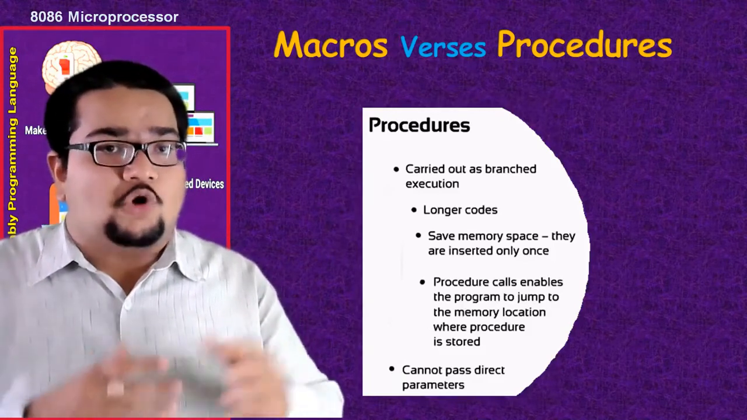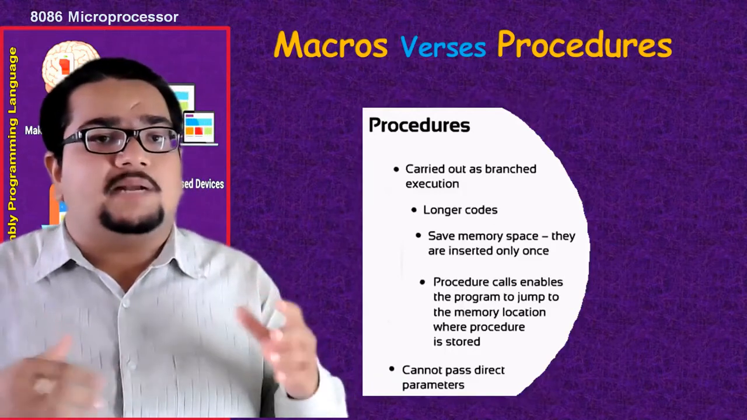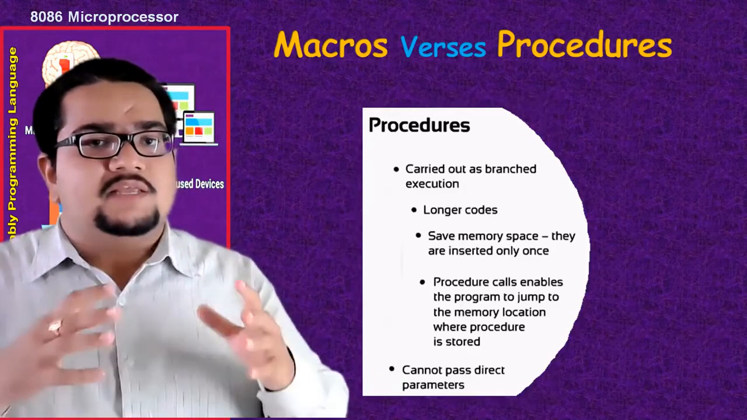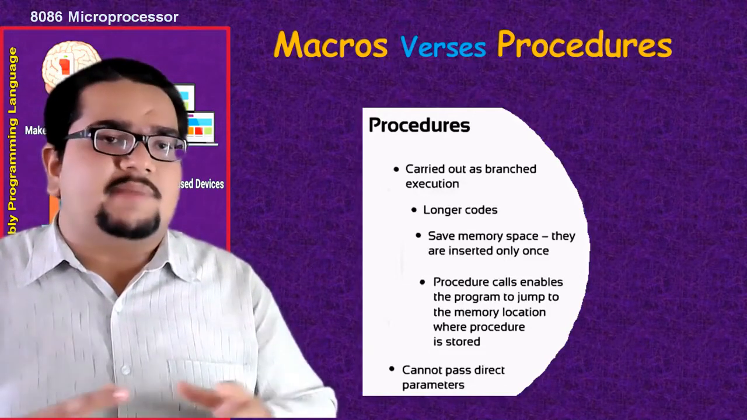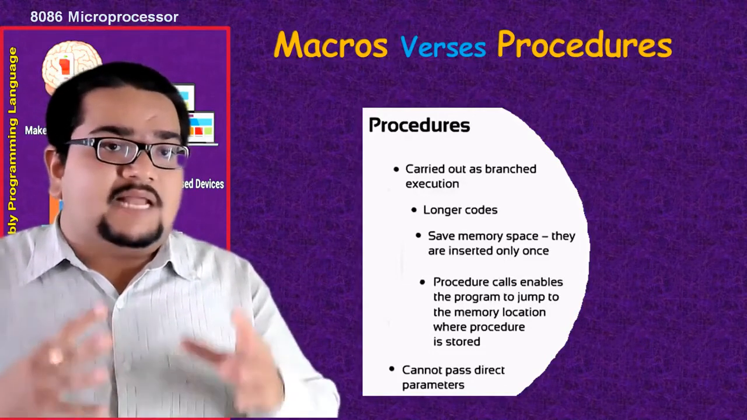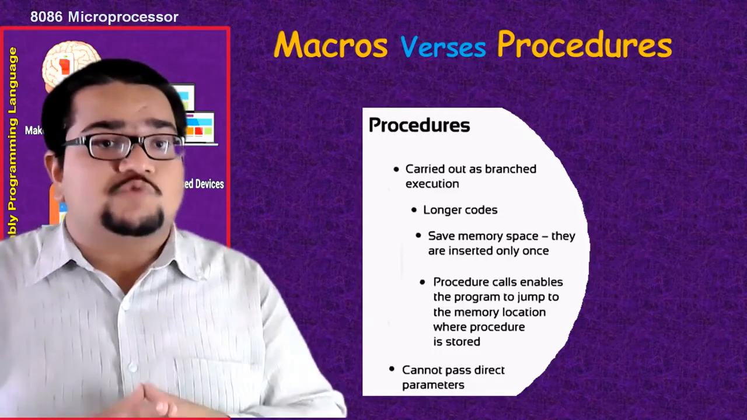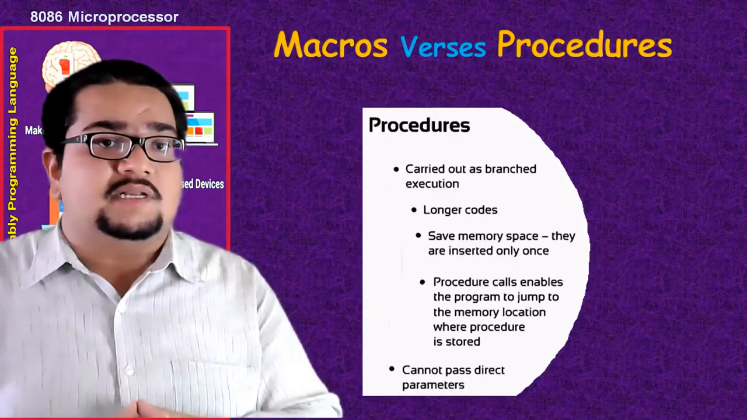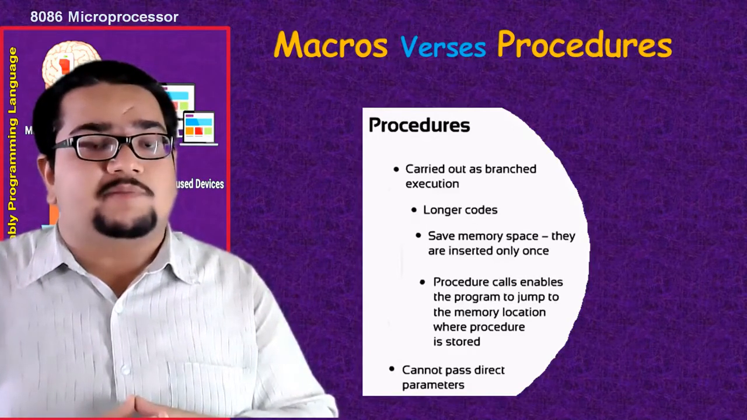Here it is used for longer code, that means when there are more number of instructions. When you want to repeat more number of instructions many times in the program, we write a procedure. Here they are used for saving memory space. Obviously, as I said, if 10 instructions are written in the program and you have to repeat them 10 times, suppose 1 byte of space is taken by 1 instruction, and if you write that 10 into 10, 100 bytes of the space will be used.